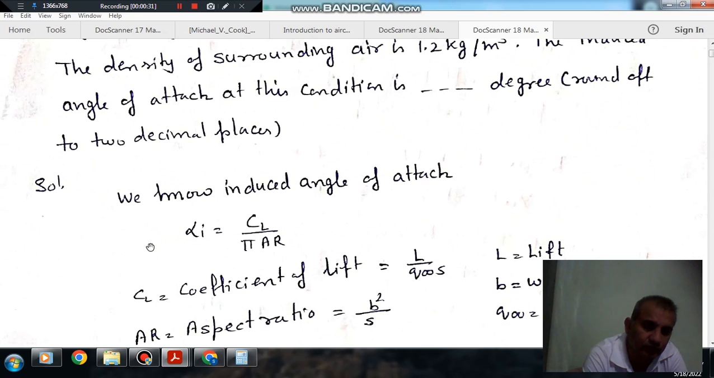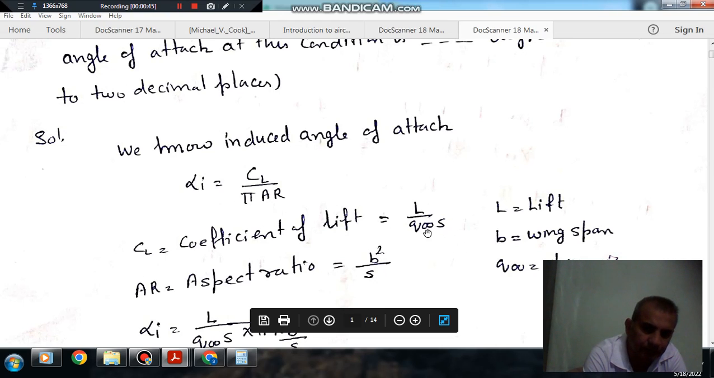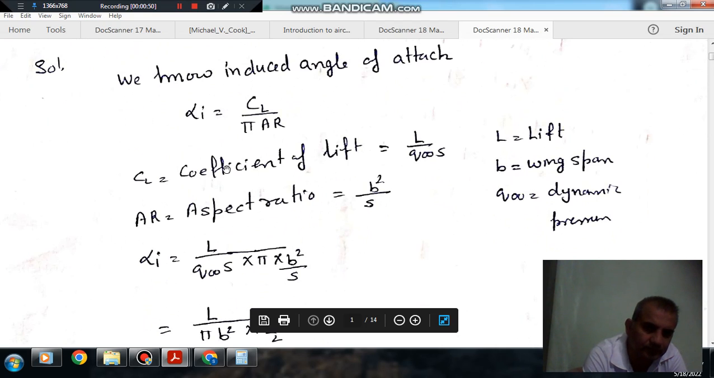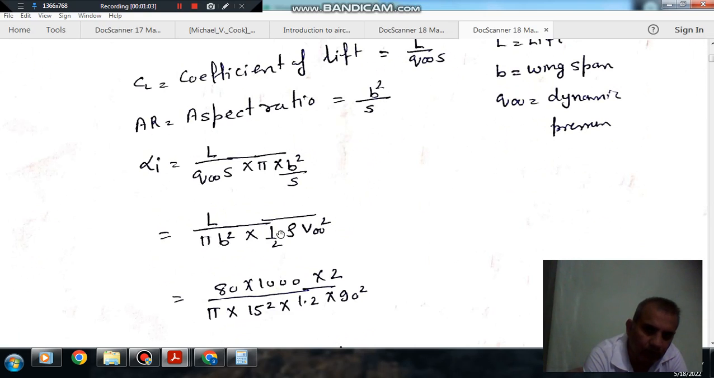So we know that the induced angle of attack alpha is equal to CL by pi AR. CL is your coefficient of lift, L by q S. L is your lift, q is your dynamic pressure, S is your area, and aspect ratio is B square by S. So alpha is L divided by q S into pi into B square by S, and S will cancel out. So alpha i will be L divided by pi B square into half rho V square, because dynamic pressure is half rho V square.